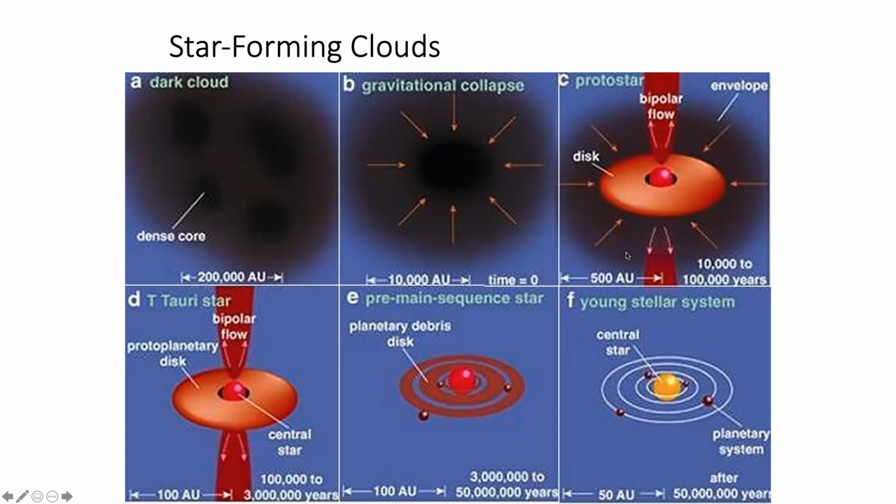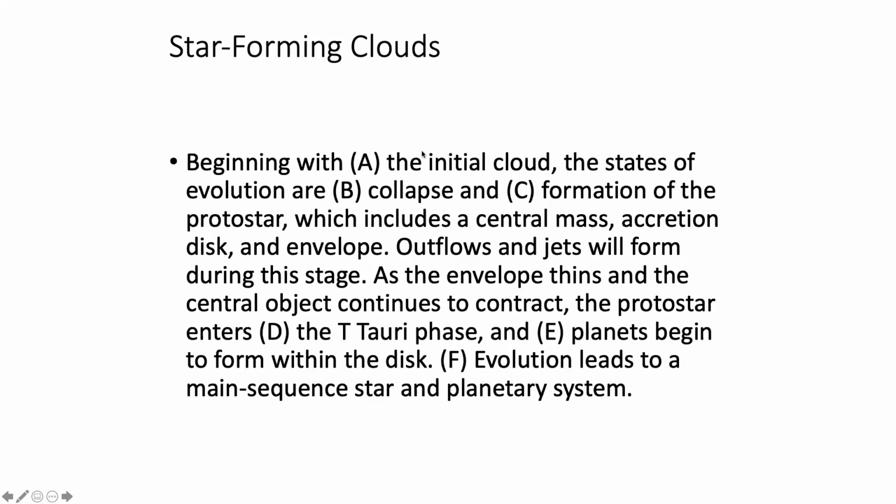So let's break that down now. All right, so we start with the initial cloud. It collapses. It forms a protostar, right? Energy is released. The planets start to form around the protostar. And then once those planets accumulate enough matter, we end up with a planetary system.